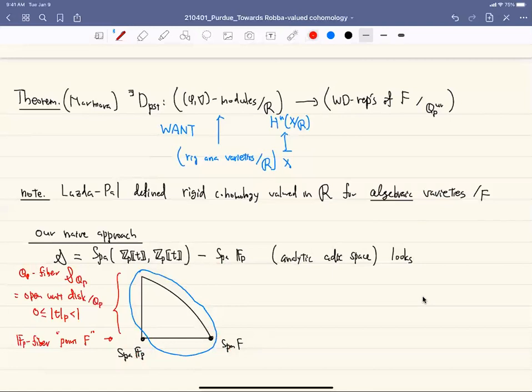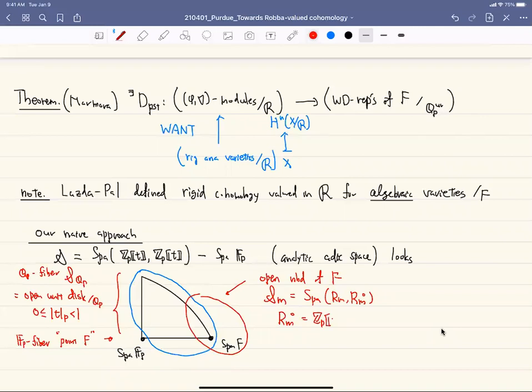So once you have this kind of geometric object, what can we do? Well, what we can do is just look at this point and then look at all the open neighborhoods of this point, which are kind of shrinking, and see what they look like. An open neighborhood of this is explicitly given by the following ring. Here, R_m circ is this formal power series ring equipped with the p-adic topology, and R_m is what you get when you invert T. If you know adic space theory, this is what the definition is.